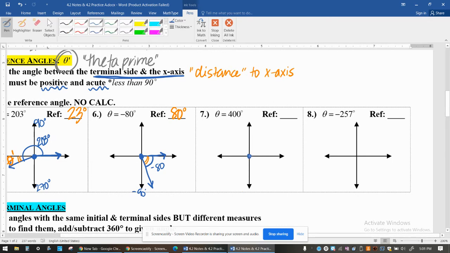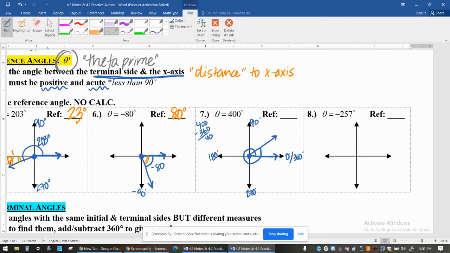Okay, 400 is positive, so we're going to go around and then some, right? So it's a full circle and another 40 degrees. So we're going to show that we went a full circle and then another extra 40 degrees. So take a look at that terminal side. That terminal side creates two angles to the x-axis, this one and this one. You want the one that is less than 90. You want the one that is acute.